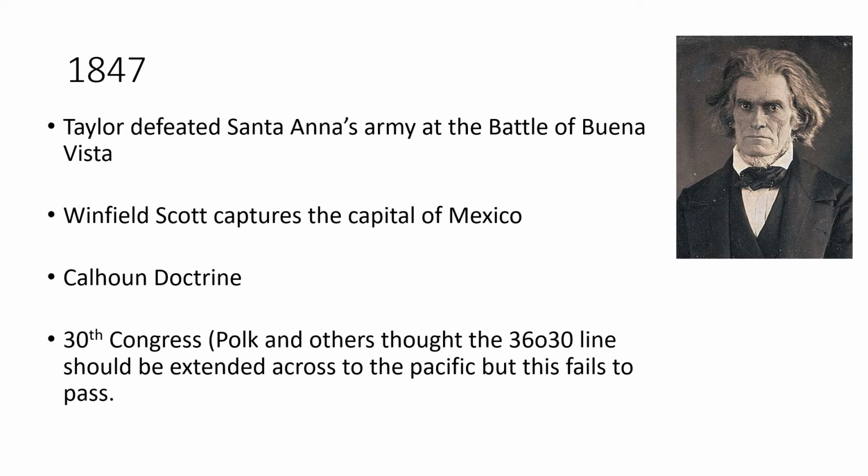1847 is still part of the Mexican War, so we've got some key events relating to that war, namely Taylor defeating Santa Anna's army at the Battle of Buena Vista, and Winfield Scott capturing the capital of Mexico, which is Mexico City. We've got some other events happening in America this year: the Calhoun Doctrine, and the 30th Congress, where Polk and others propose that the 36-degree 30 line from the Missouri Compromise should be extended across to the Pacific, but that will fail to pass.